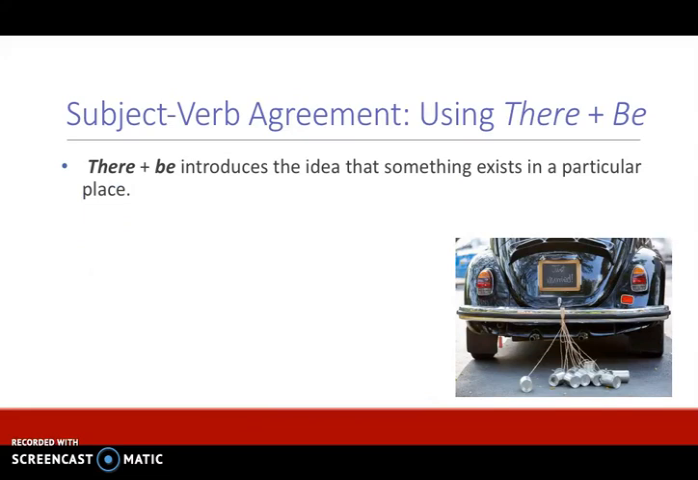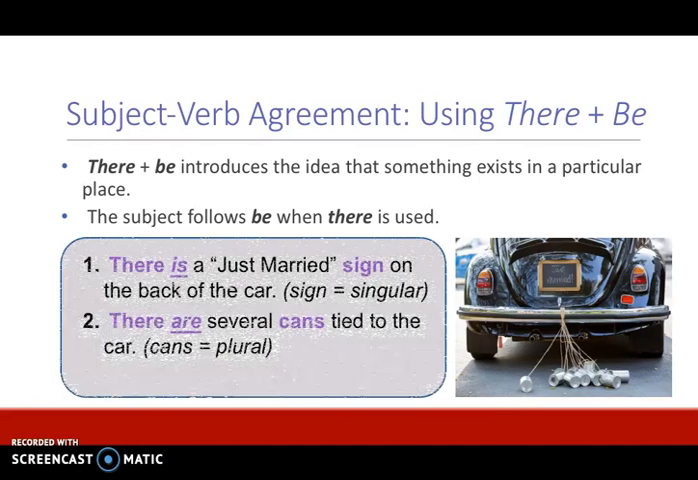Subject-verb agreement with there plus be. There plus be introduces the idea that something exists in a particular place. The subject follows be when there is used. Let's look at some examples.